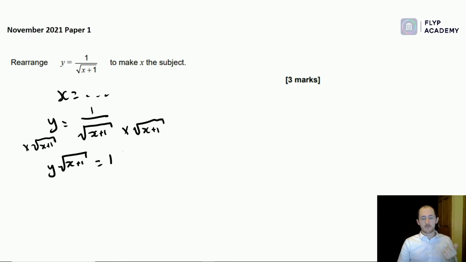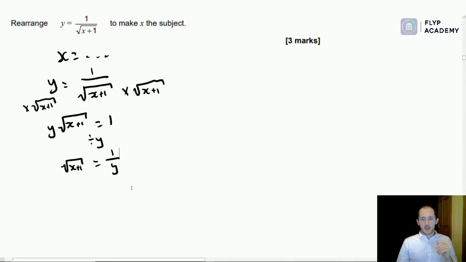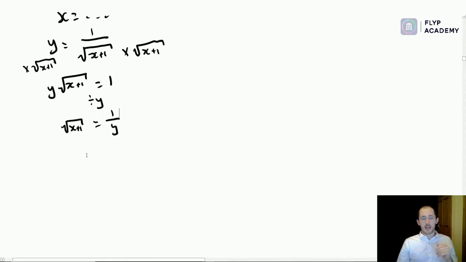Let's get rid of the y first because it makes things less complicated, so divide both sides by y, and we get root x plus 1 is equal to 1 over y. Now we need to get rid of the square root, and how do you get rid of a square root? Well, you do the inverse, which is squaring. So we square both sides.